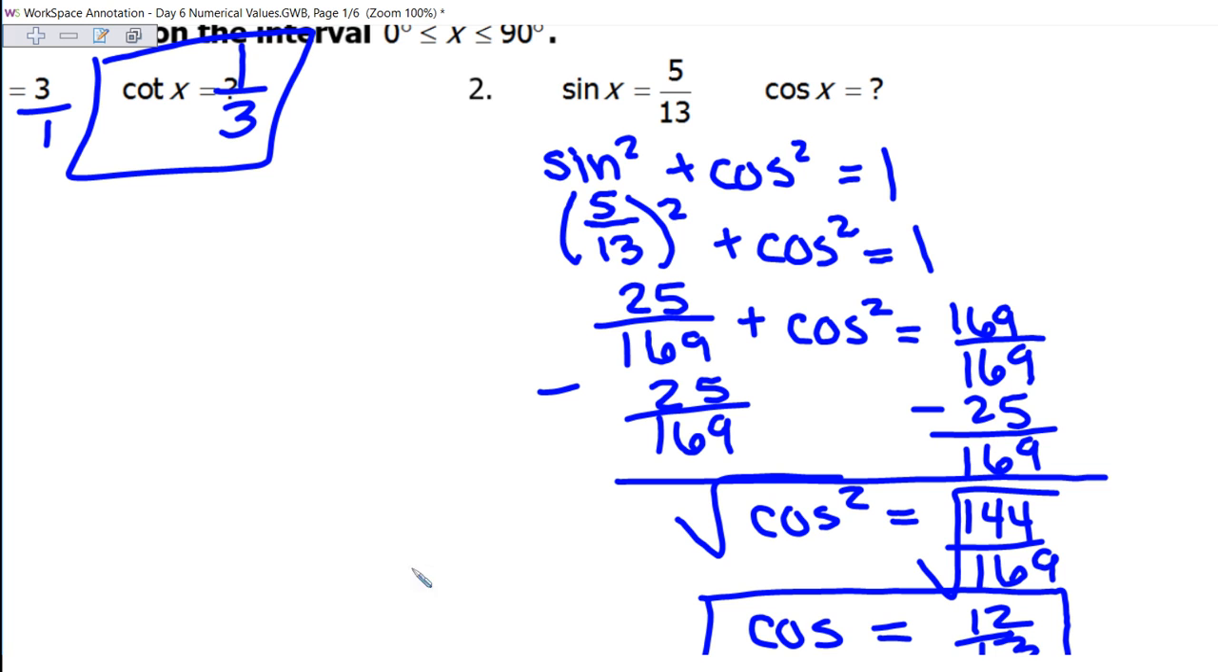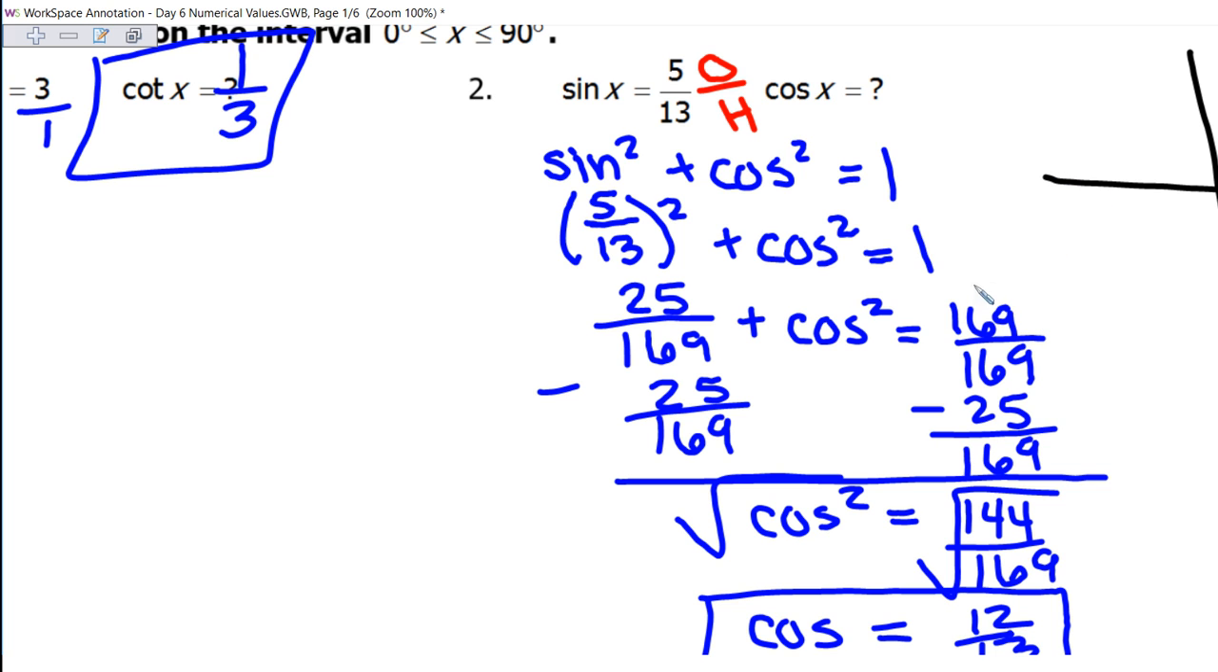Draw a diagram. So I know that all of these angles terminate in quadrant 1. So draw your right triangle. Here's x. And they gave us the sine. I know sine is opposite over hypotenuse. So the opposite side is 5, and the hypotenuse is 13. And that would be a Pythagorean triple, so what's the missing side?